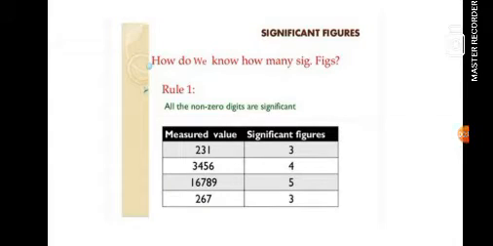Everyone, in this video we'll be talking about rounding to the nearest significant figures. There are a few rules we need to remember. Rule number one is that all non-zero digits are significant. The numbers which are not zero in a number are all significant. For example, 231 has three digits and therefore three significant figures.